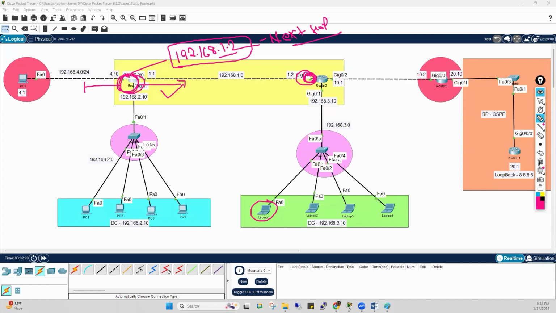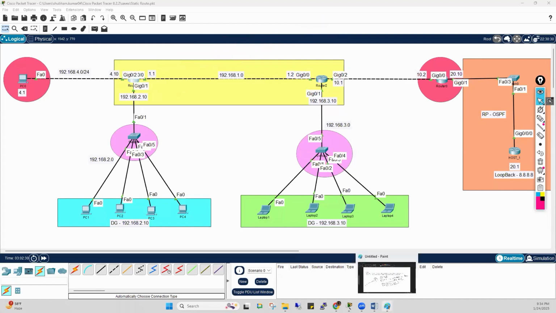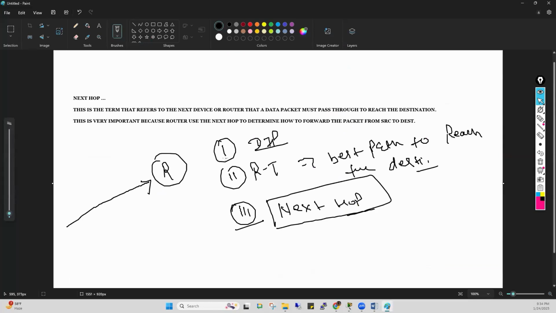Clear? So that's the reason I am telling you here in the first step, what will the router do? The router examines the destination IP address. What is the destination IP address?